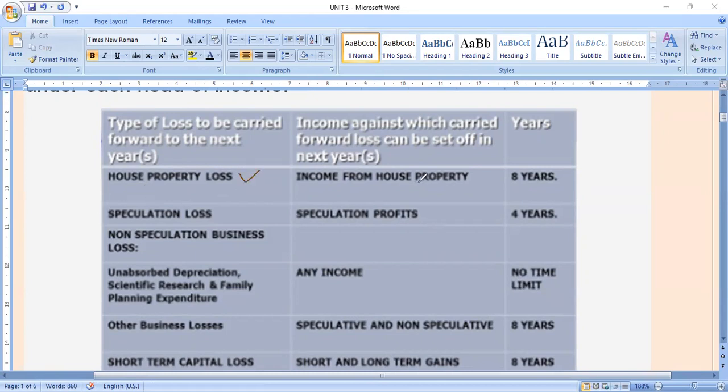House property loss can be set off against house property income only. From other heads, you cannot deduct that amount. Only this can be carried forward up to 8 years. Up to 8 years, you can show the loss.